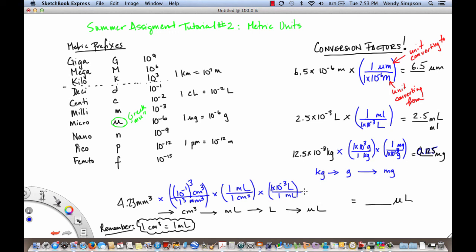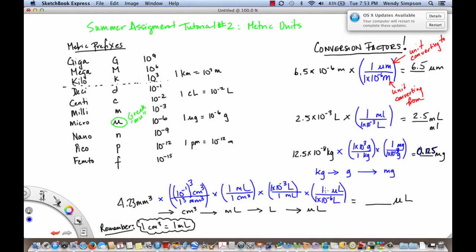Then I can go to microliters, my last conversion factor that I need. So microliters goes on the top, liters goes on the bottom. There are 1 times 10 to the minus 6 microliters in 1, or I'm sorry, there are 1 times 10 to the minus 6 liters in a microliter. If you don't remember that, look back up here at micro. That's equal to 1 times 10 to the minus 6, whatever our main unit is. So 1 times 10 to the minus 6 liters in 1 microliter.